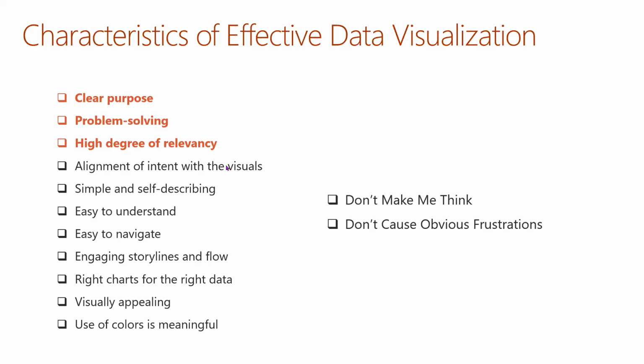If it is simple, eventually it's going to be easy to understand, and it should be easy to navigate. If there is a slicer somewhere, let them know there is a slicer. If you want your audience to click on a button to do something, let them know. You understand what I'm trying to say? It must be easy to navigate, and it must have a flow. There must be a storyline. And you have to use the right chart for the right data. It also has to be visually appealing.